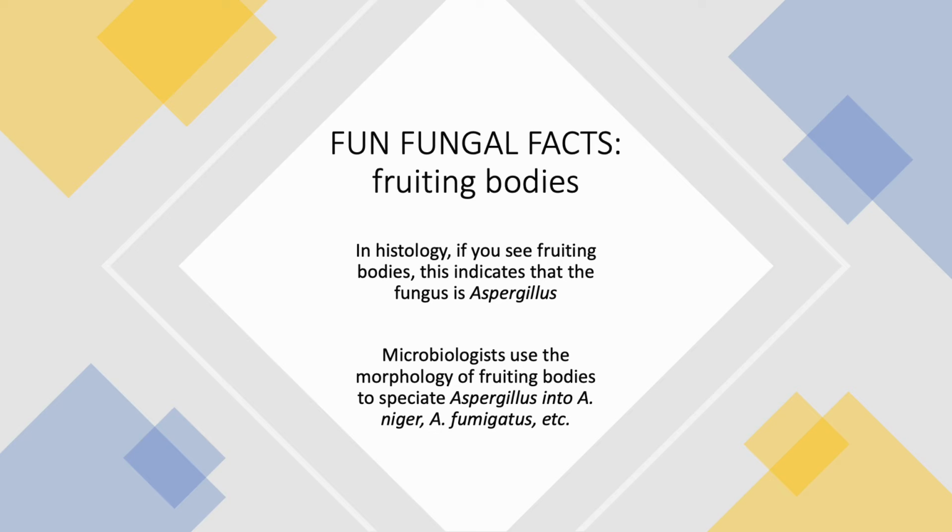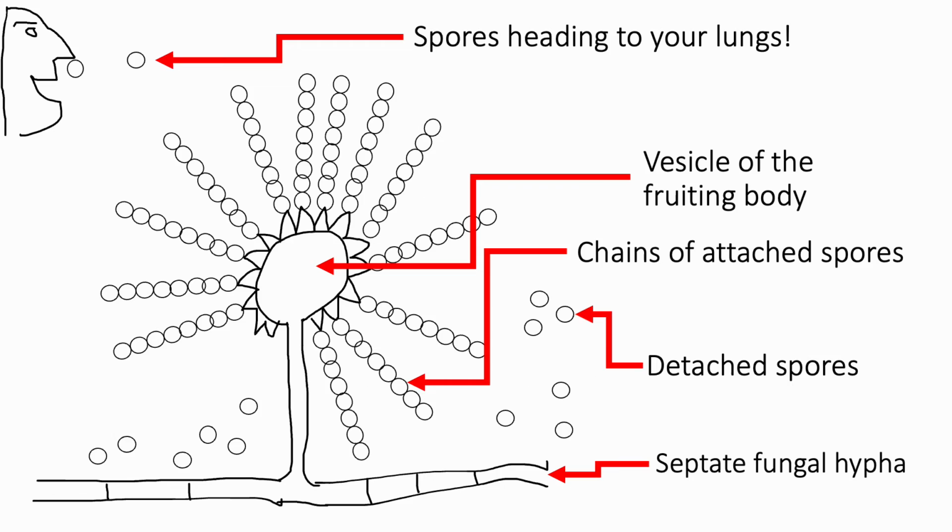Microbiologists take it one step further. They use the morphology of fruiting bodies to speciate aspergillus into Aspergillus niger, Aspergillus fumigatus, etc., depending on how the spores are arranged on the head, how much of the head they cover, and so forth. So this is a sort of diagrammatic representation of what I talked about.